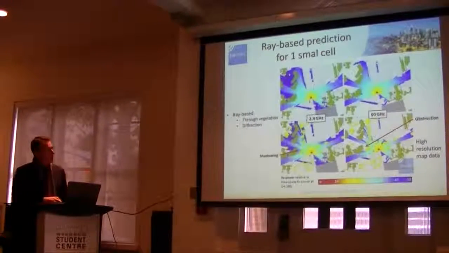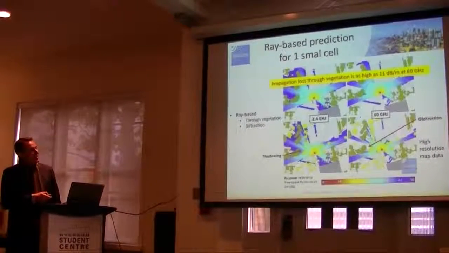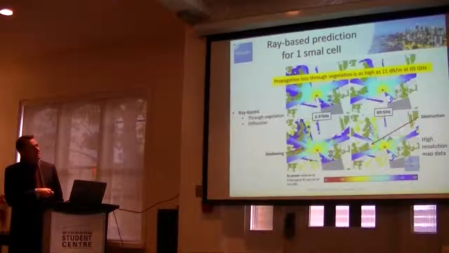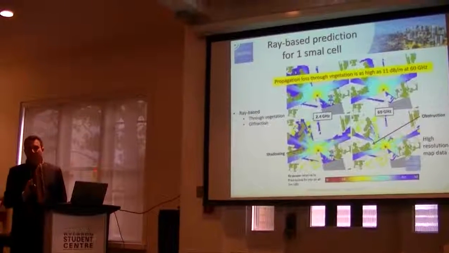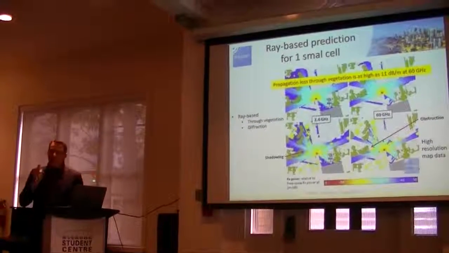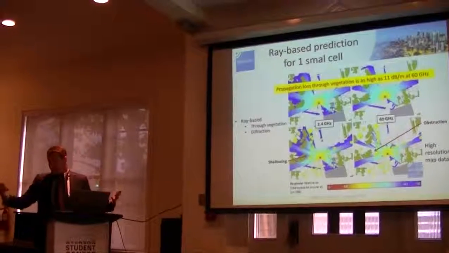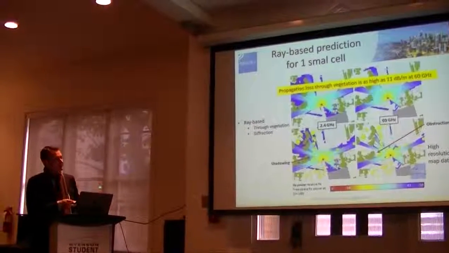So that was the case for one small cell. Sorry, I missed one L. That's my mistake. So propagation loss at 60 gig is roughly 11 dB, almost double what happens at 2.4. And that's dB per meter, sorry. So if you have a foliage of 3 meters, that's a significant loss that happens.